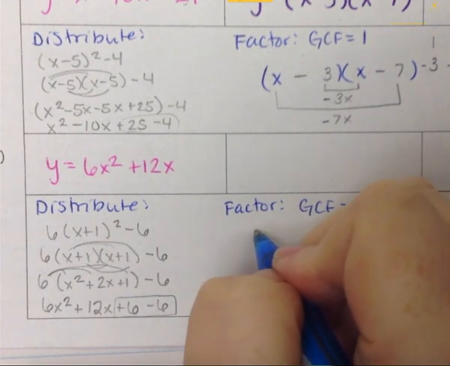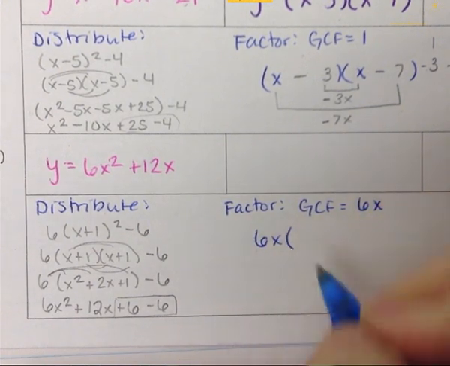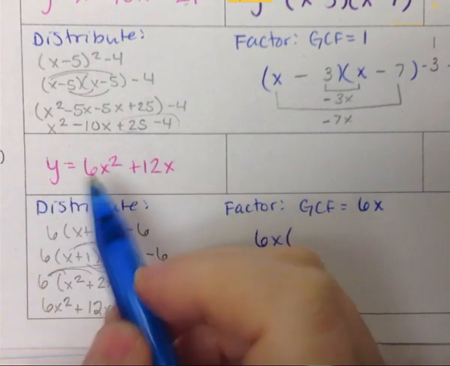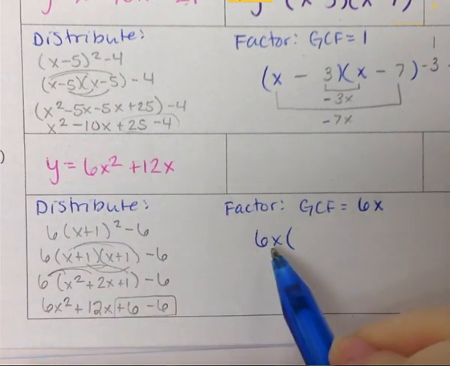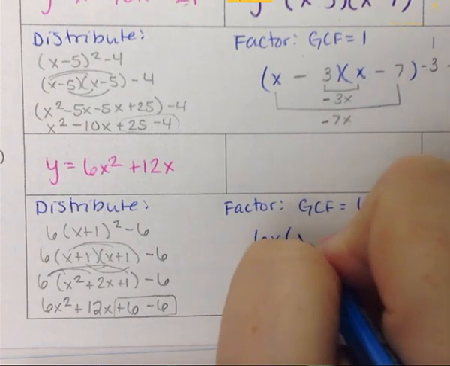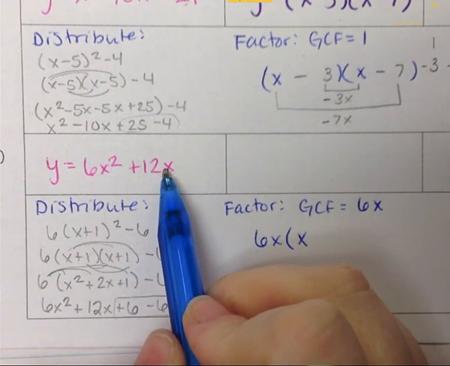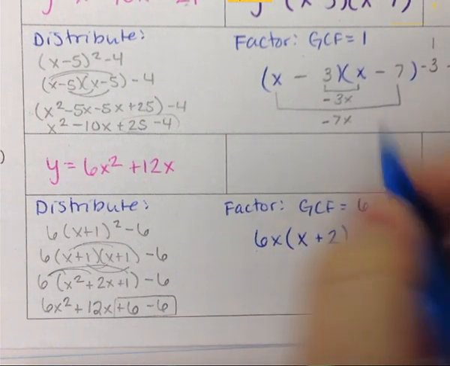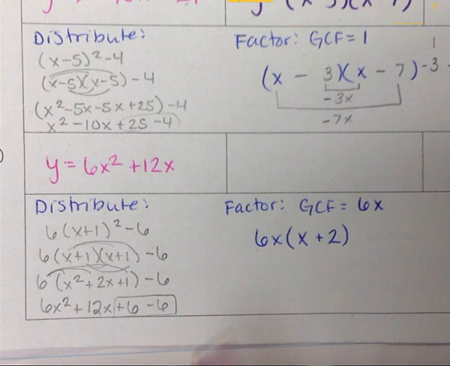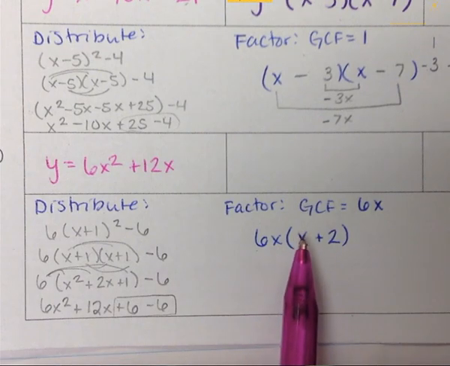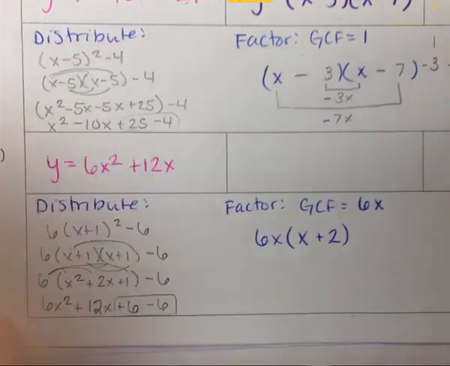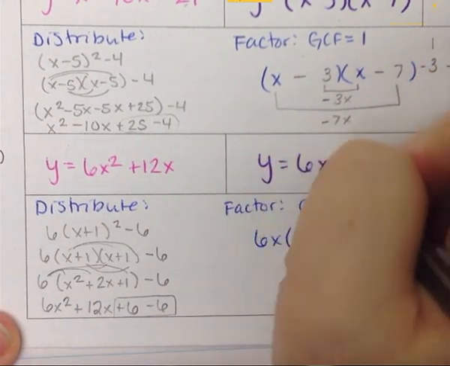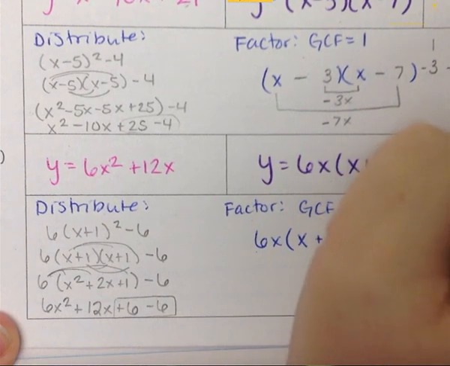We put that on the outside of the parentheses, and then we divide everything by that 6x. So 6x squared divided by 6x is just x. And then 12x divided by 6x is just 2. So a positive 2. This is actually in factor form. We can't go any further because we no longer have an x squared. So our factored form is going to be y equals 6x parentheses x plus 2.